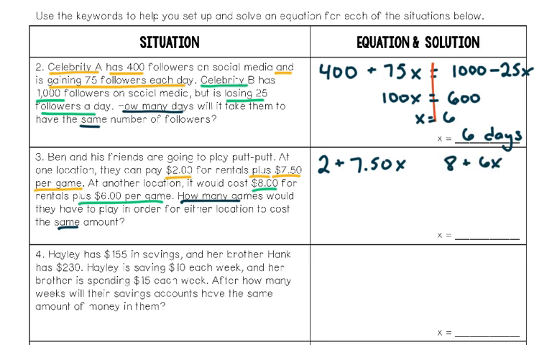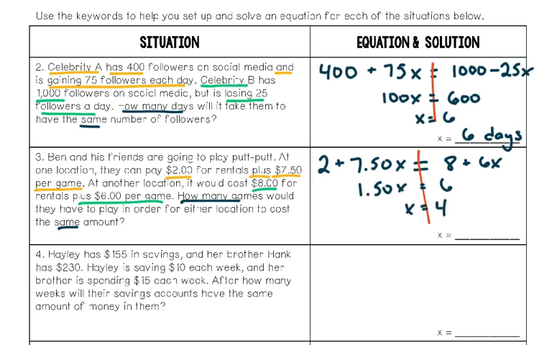At the other place, it's a little more expensive for the rentals, but it's cheaper for the cost of the game. So what we need to find out for Ben and his friends is after how many games would they have to play for these to be the same? Same means equals. So put your equals between these two expressions and then solve. Go ahead and do that now and press play when you're ready to check.